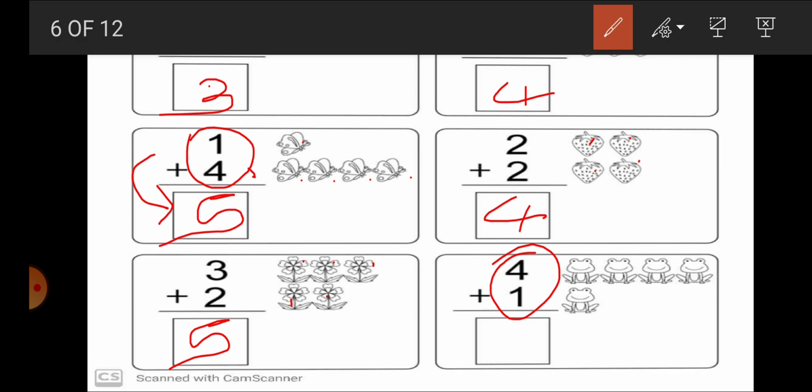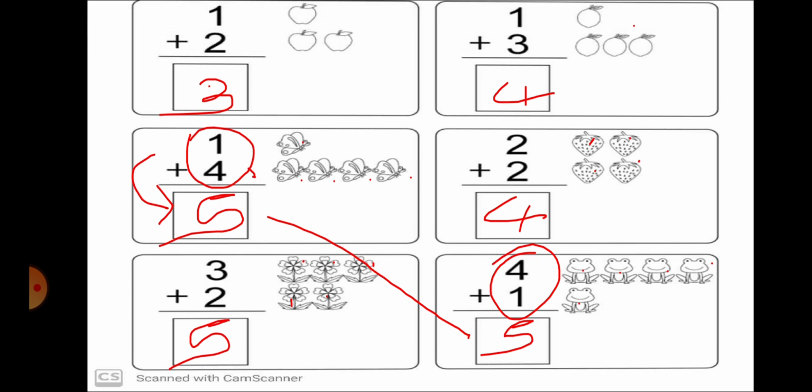Let's check it out. 1, 2, 3, 4 and 5. Both answers are the same. So we can say that if we change the order or position of the number, the answers will be the same, as I told you in the previous lecture. Okay, while learning new things, definitely make revision in your mind about previous lectures also.